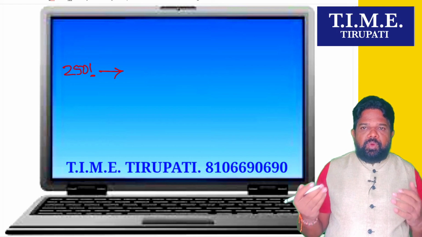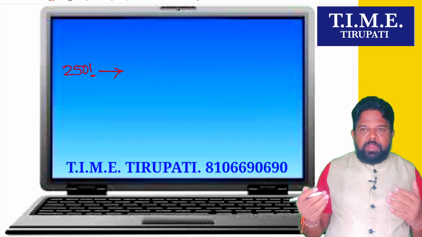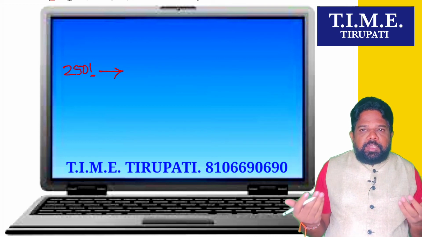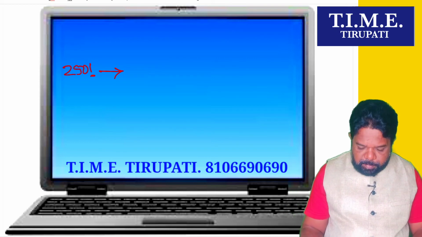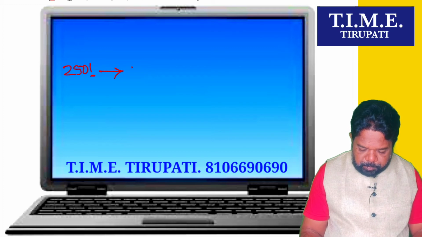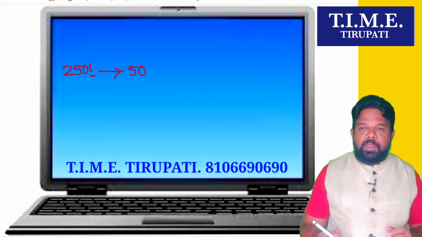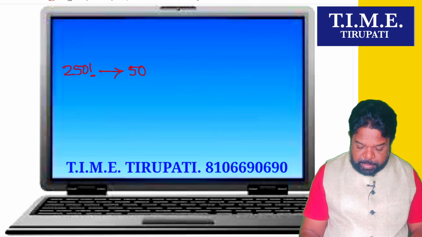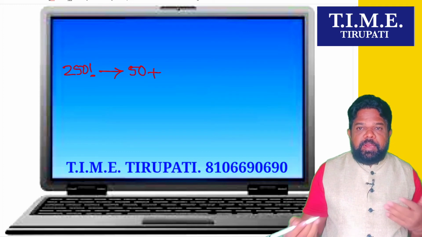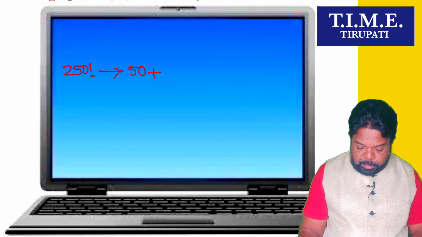What is our logic? 250 divided by 5. By dividing by 5, you have to take only the quotient. Quotient means how many times it is divisible. So, 250 by 5, how much do you get? 50. 50 is the quotient. Again, this 50 divided by 5, you get 10. 10 is the quotient again.